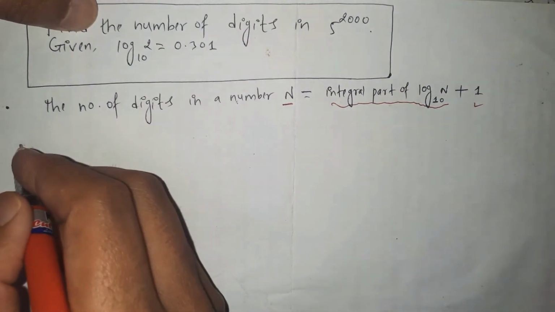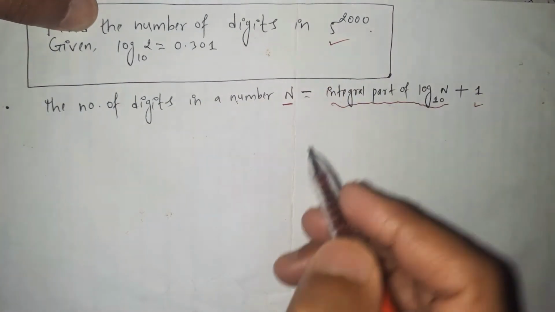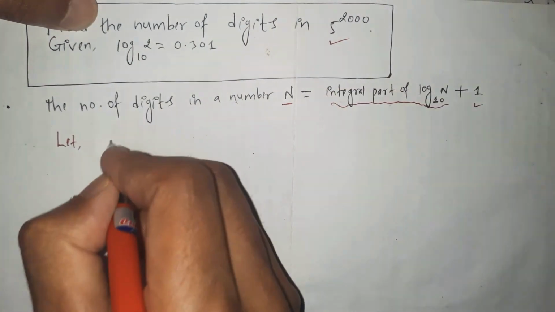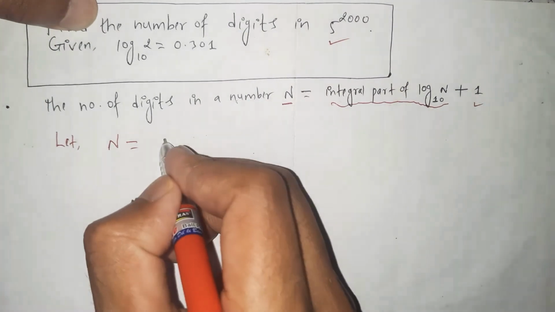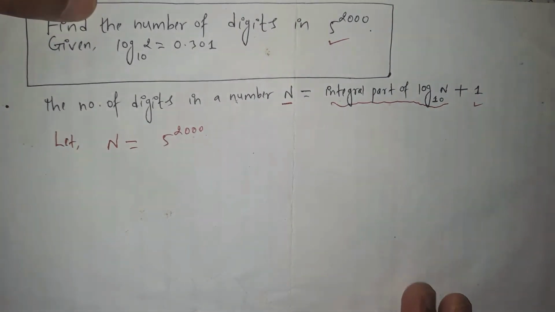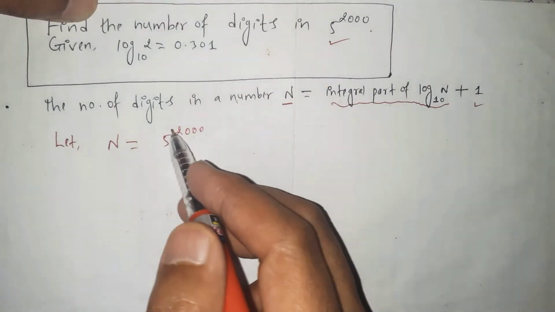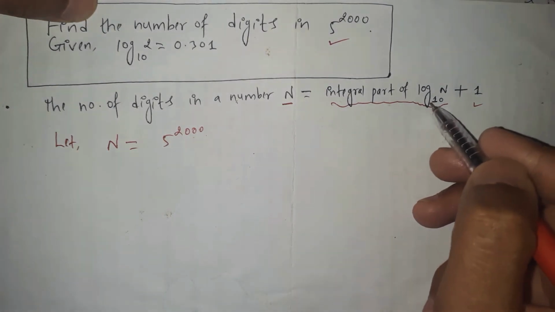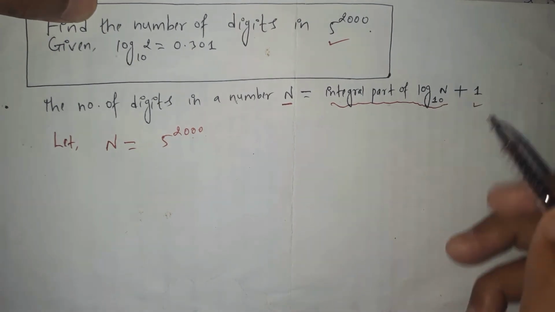So here let's move to the question. Here the given number is 5 raised to the power 2000. Let us suppose the given number is n. Here we have to calculate the number of the digits in this number. So first of all, we have to calculate the logarithmic value of the given number. The log is taken with base 10.